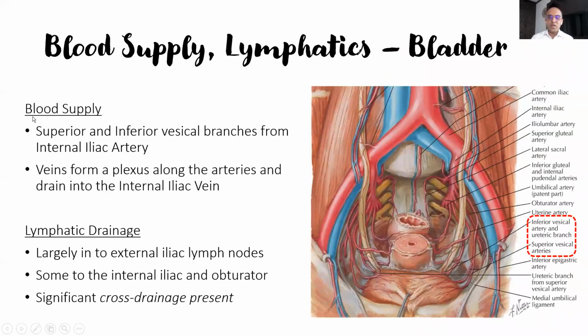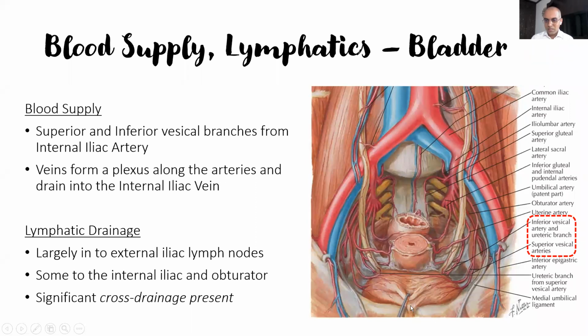Coming to the blood supply and lymphatics of the bladder, the blood supply is mainly from the superior and inferior vesical arteries, which are all branches of the internal iliac artery. The veins drain along the internal iliac vein. Lymphatic drainage largely goes into the external iliac lymph nodes, and there is little drainage into the internal iliac and obturator lymph nodes. There is significant cross drainage present in the bladder.